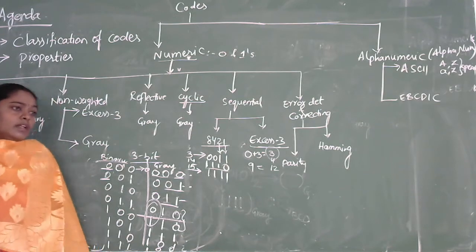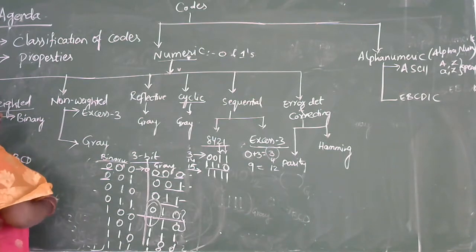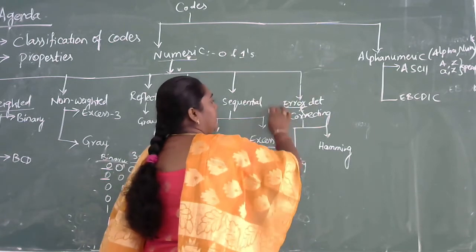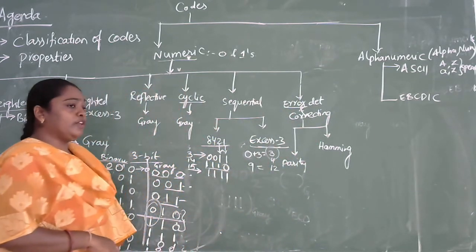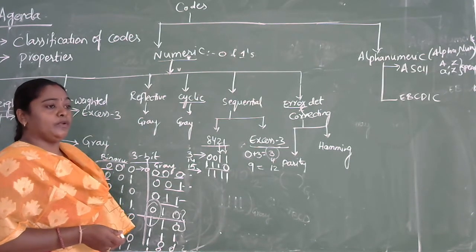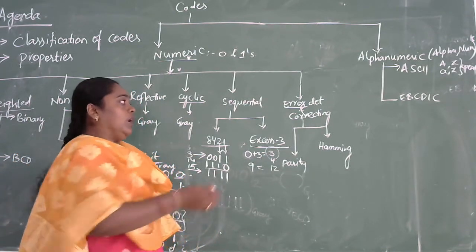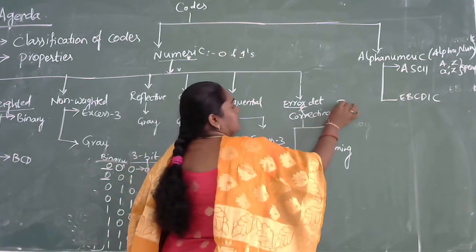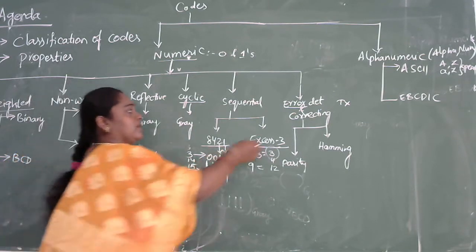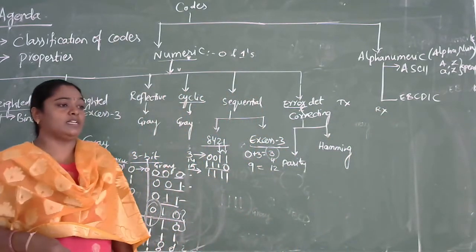Coming to the next classification of numeric codes, which is error detecting and correcting codes. The name itself indicates error. These error detecting and correcting codes are used whenever we are sending data, that is, in communications, we are transferring the data in the form of zeros and ones. The point from which we send our information is called a transmitter. The point at which we receive our information is called a receiver.